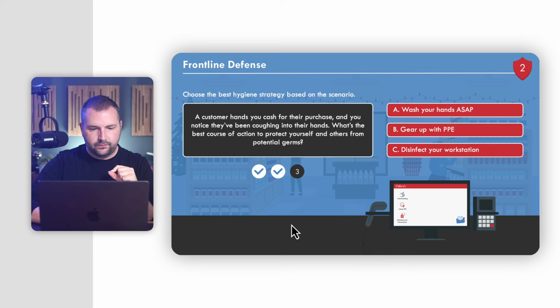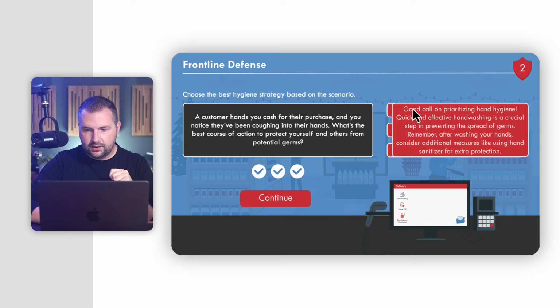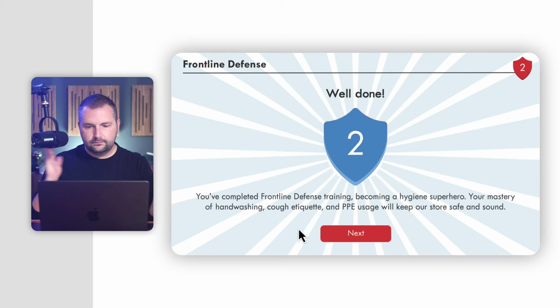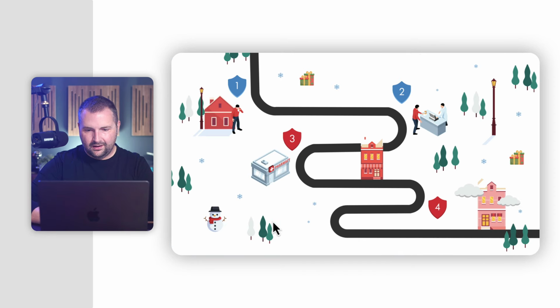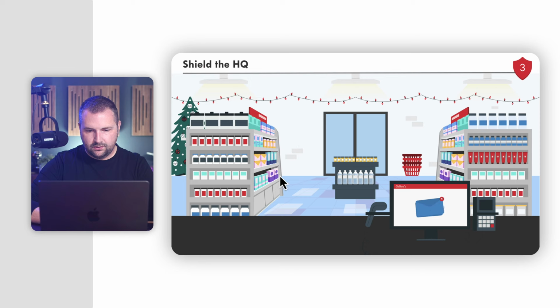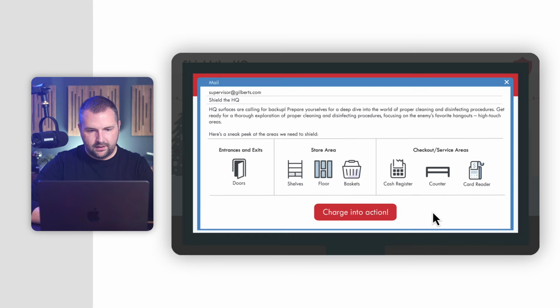A customer hands you cash for their purchase and you notice they've been coughing in their hands. What's the best course of action? Okay, this time it's going to be washing hands ASAP. And we get some positive feedback. Very good. We'll continue on. And we get our next badge. All right. We'll continue from there. And now we have shield to HQ. Okay, get our next email.